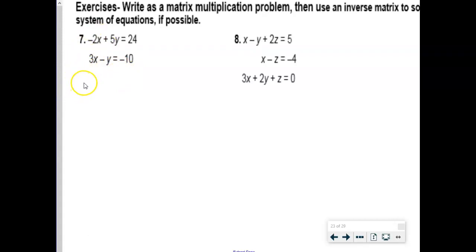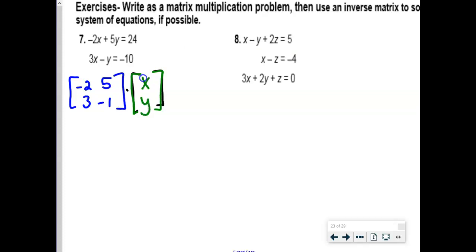So for number 7, the matrix equation, first you'd peel off the coefficients and create that matrix. So we got negative 2 and 5, 3 and negative 1. Make sure the order is always good before you get started. You're going to multiply it by your variable matrix, which is in that order, so x, y. And it's going to equal the solution, which is 24, negative 10. So one skill I need from you: can you take a system and create that?